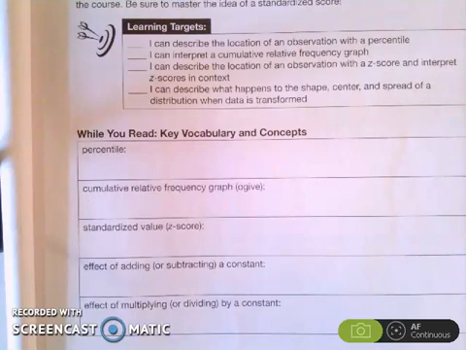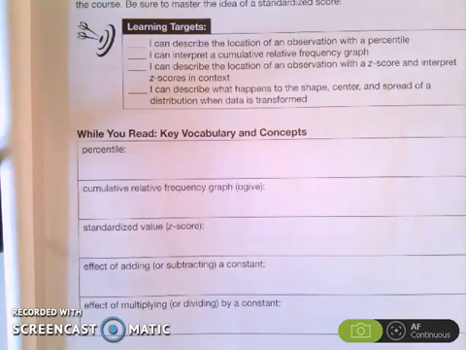And then the last piece is the effect of adding or subtracting a constant. How does that affect your shape? Doesn't affect your shape at all. How does it affect your center? Well, it changes your center by adding or subtracting that given constant. And how does it affect your spread? Adding and subtracting does not affect your spread, your standard deviation, at all. The numbers will still deviate from the mean the same way.